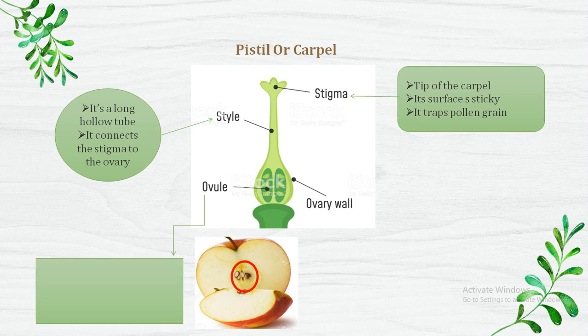Next part is the ovary, and this part specifically has the ovule, which is the female cell. This ovary after development will become the fruit, and the ovules will turn into the seeds, like in this red circle you can see the seeds here. These were actually the ovules, and the white part that you can see in an apple, this white part was the ovary.